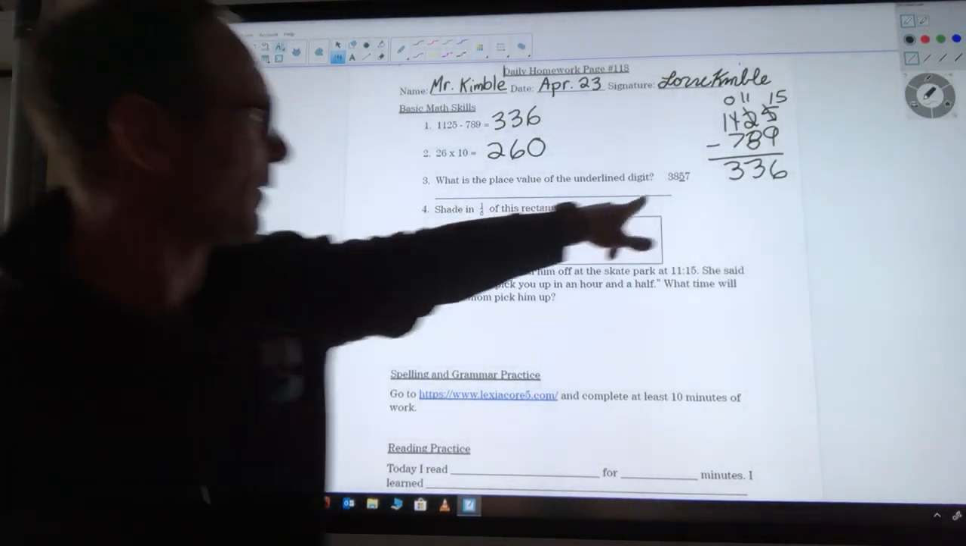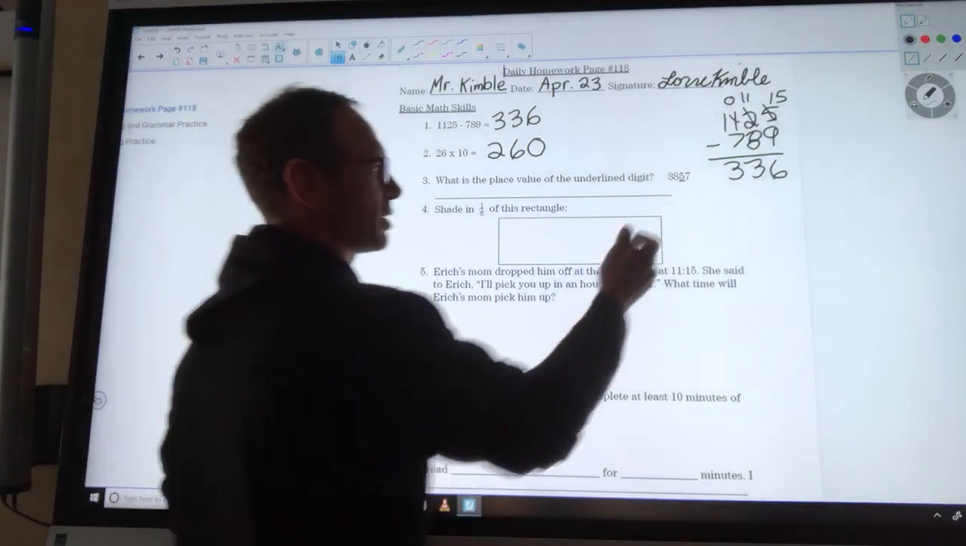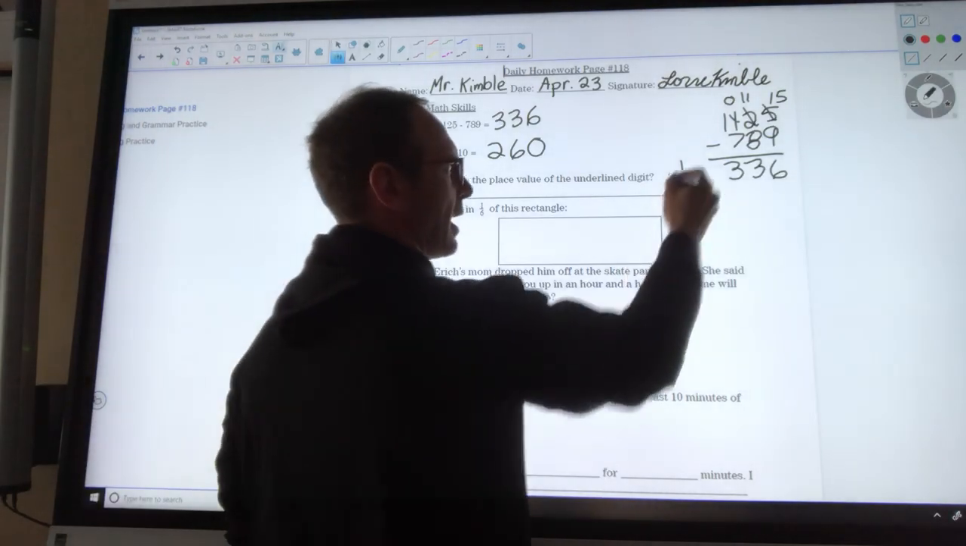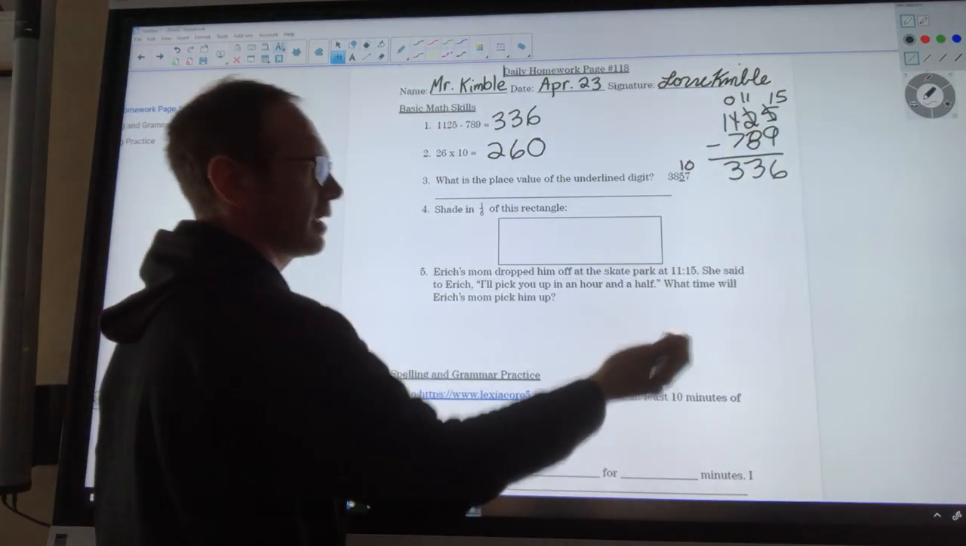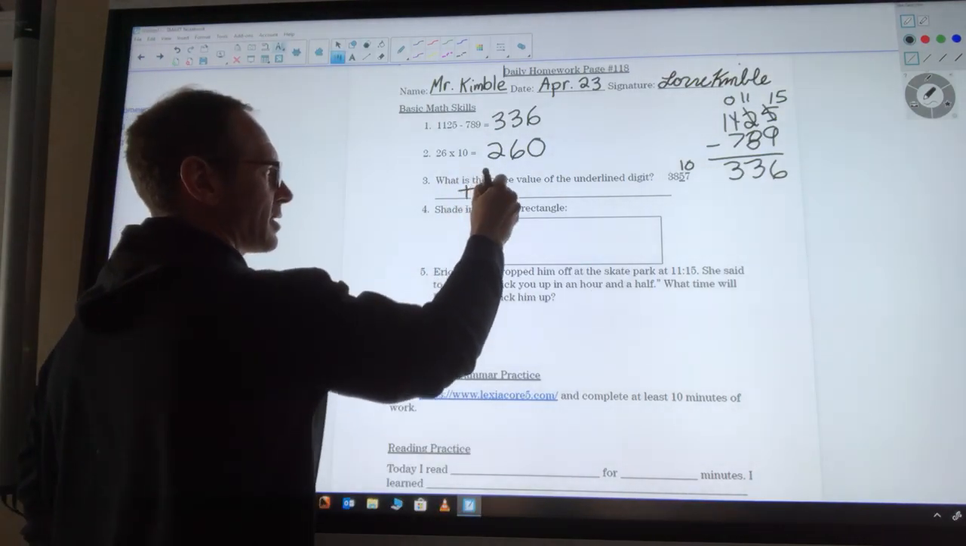I want to know the place value of the 5 in 3,857. Remember, I gave you this little strategy before that if you put a 1 above the number you want to figure out and put a 0 above all the numbers to the right of it, if you look at that number, the number is 10, so that's the tens place.